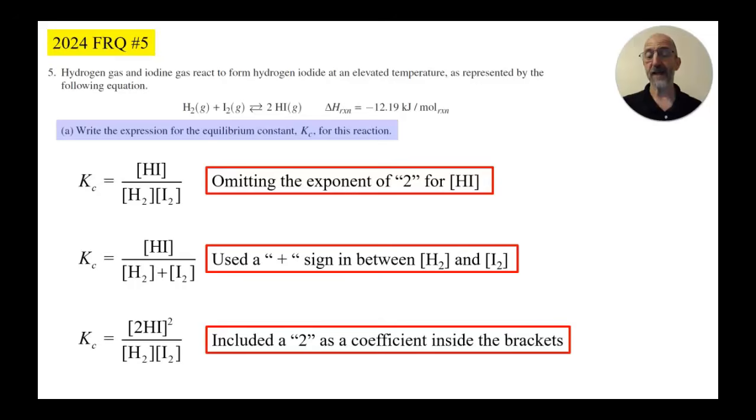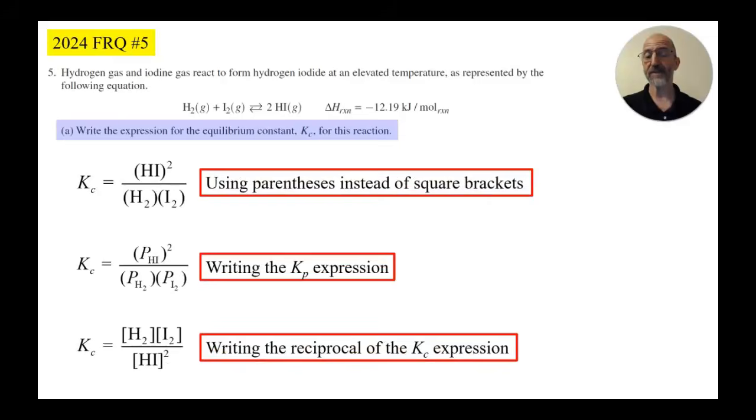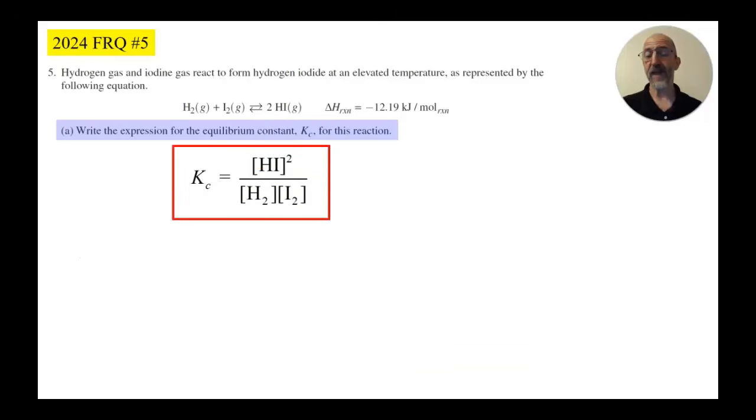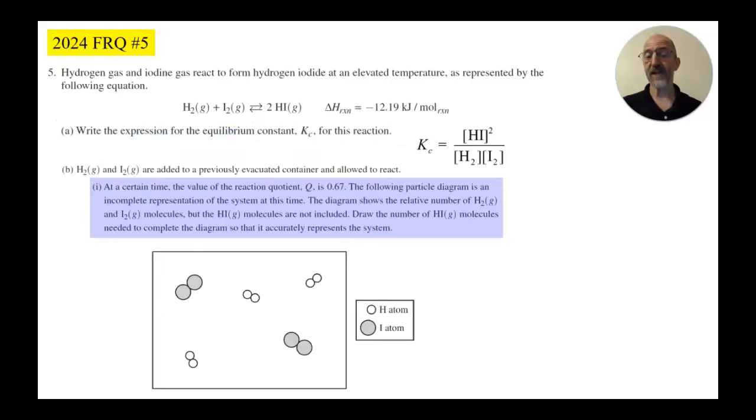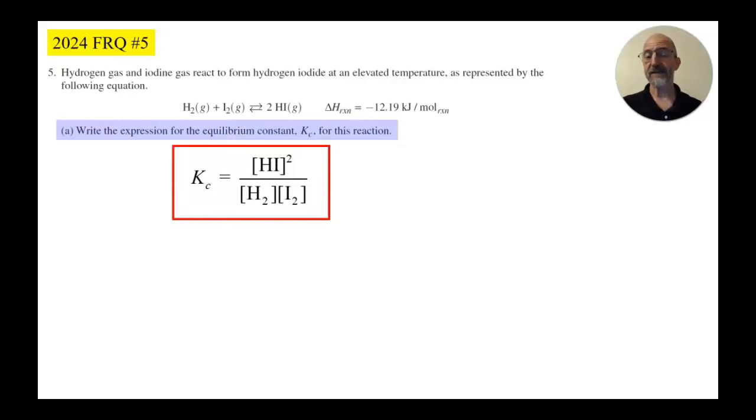And again, like I mentioned with the Ksp, do not put a 2 inside the brackets as an extra little coefficient. That would also be incorrect. So all of these are examples of answers that did not earn the point for the Kc expression. There's the correct answer that they were looking for. Concentration of HI squared divided by the product of the concentration of hydrogen and the concentration of iodine.